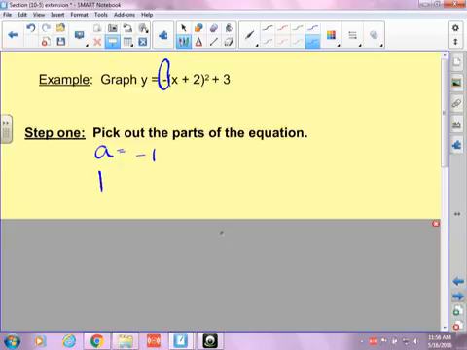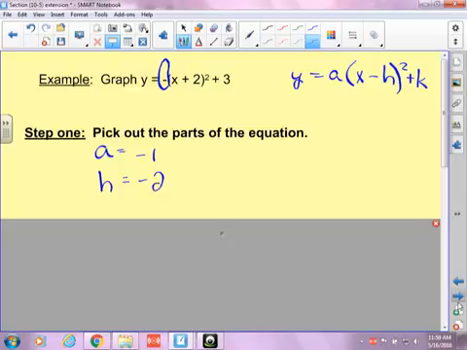Okay. Now, my h. H can be kind of confusing. You're going to notice in the original equation, it said parentheses x minus h parentheses. This is the original equation or the form. You'll see it says x minus h. Do you see how in the equation here it's x plus 2? Do you see that? So your h is actually -2.